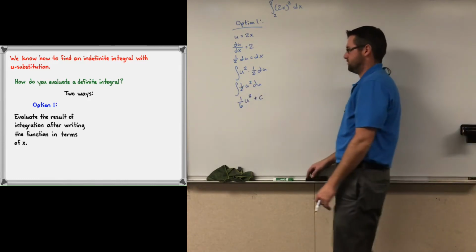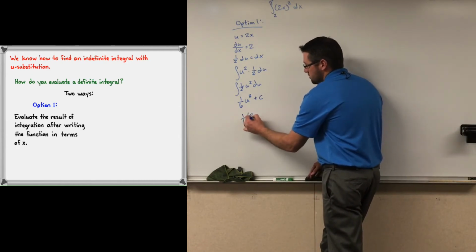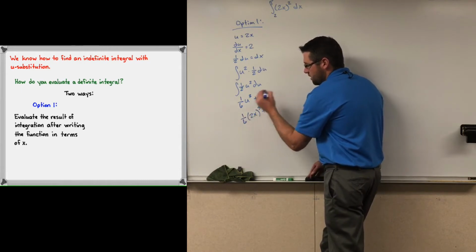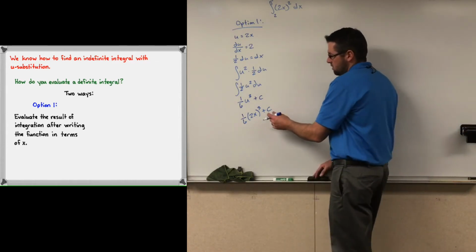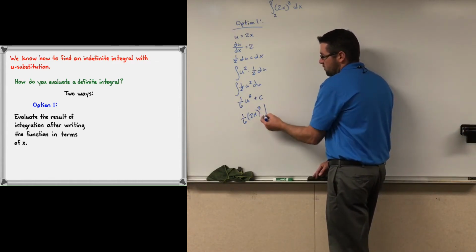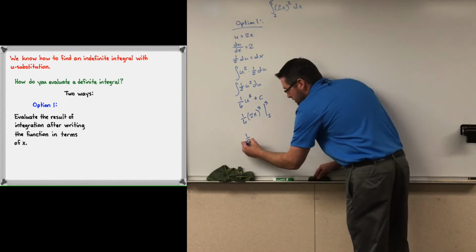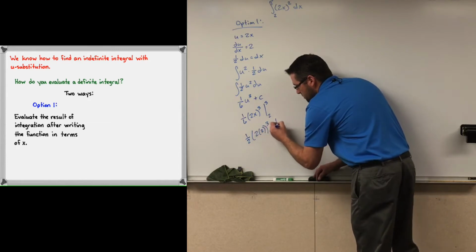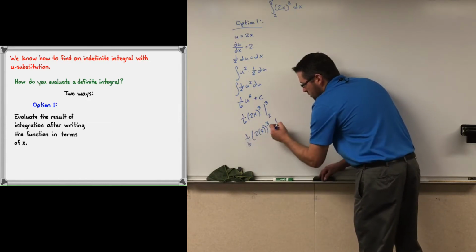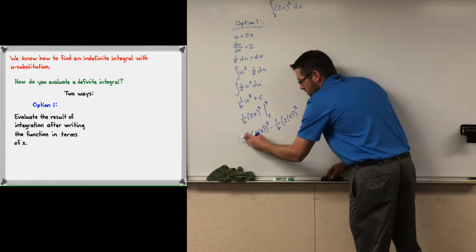What's the next step? Plug in, so you get 1/6 times (2x)^3 plus C, right? Now this was a definite integral, so now what? Evaluate at your points, right? What were our points? 2 and 3. And when we go from there, we'll get 1/6 times (2 times 3)^3 minus 1/6 times (2 times 2)^3.